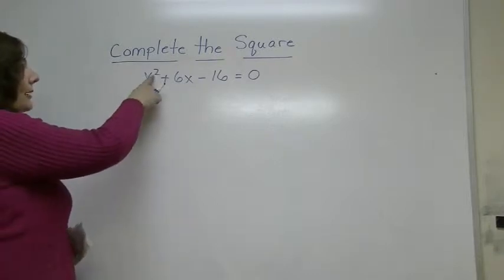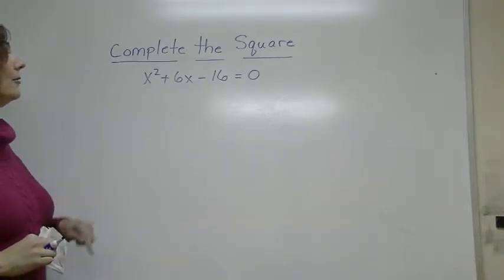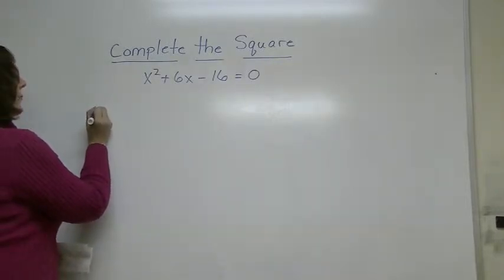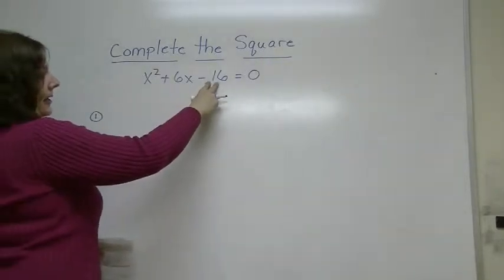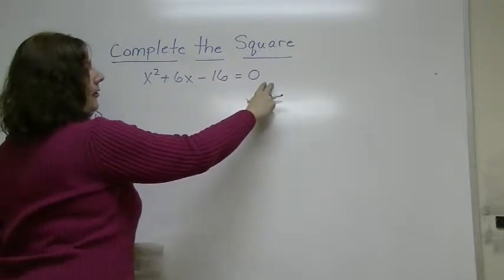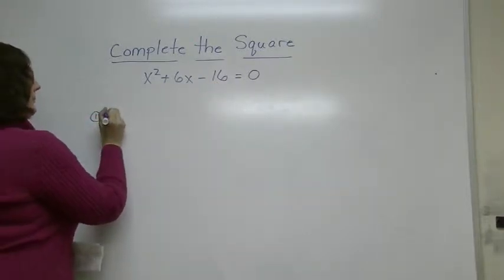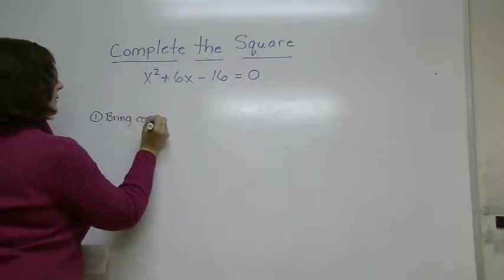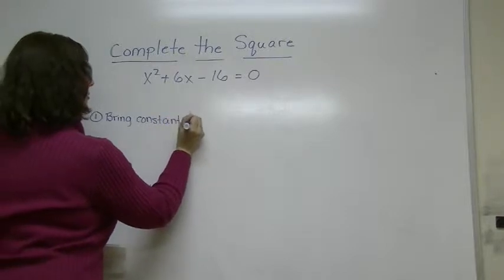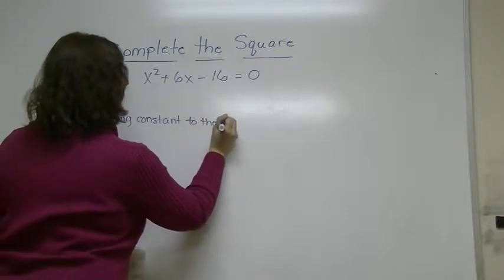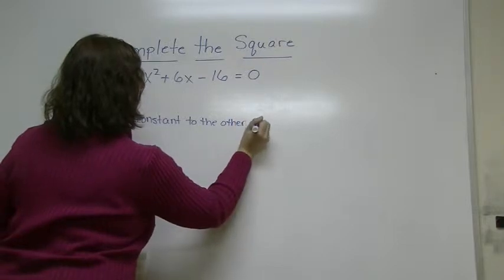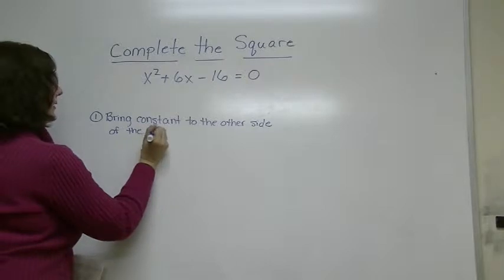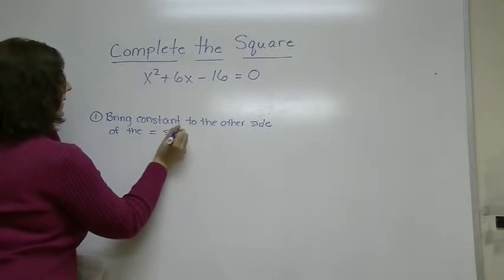I know it's a quadratic because the highest power of the x term is a squared. So my first step when I complete the square is to take the constant term and bring it over to the other side of the equals sign. And how do we do that?